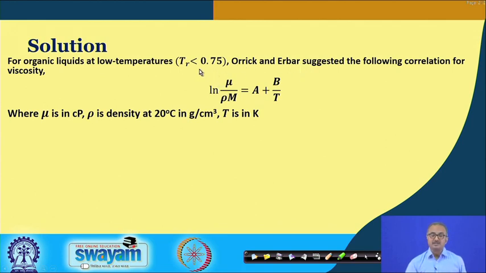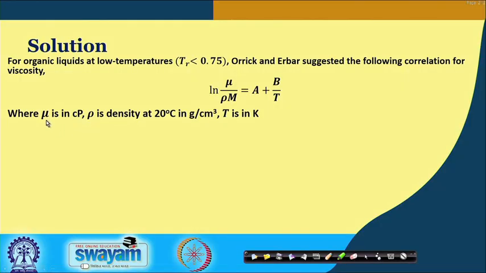Now, you see that these conditions have to be very clearly noted, because unless you note the particular conditions under which a correlation is valid, you again will end up with wrong results. So, whenever you are using any correlation, please make sure of the validity of the correlation in terms of temperature, pressure and other parameters. Here the viscosity will be obtained in centipoise, and rho is the density of the liquid at 20 degree centigrade in gram per centimeter cube, and the temperature is in Kelvin.